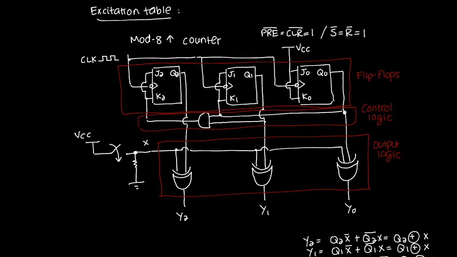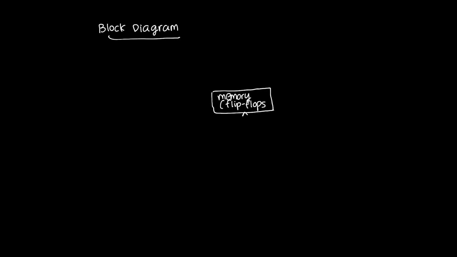So let's draw the block diagram that corresponds to this. Well, this part hasn't changed. I've got my usual block diagram where I have the memory, which are just flip-flops, right? And these are sequential logic elements. So I've got a clock input. And then I have my control logic up here.